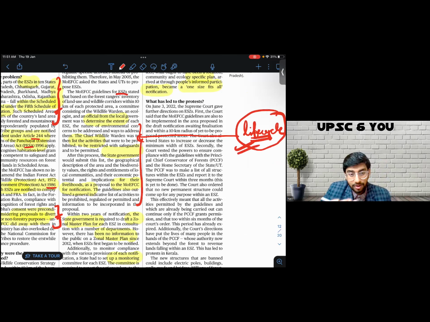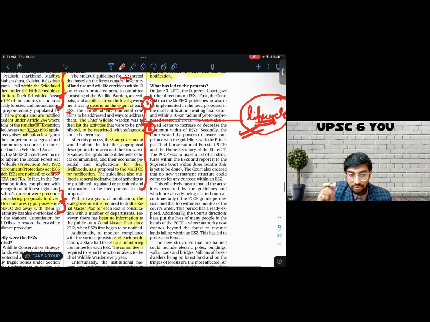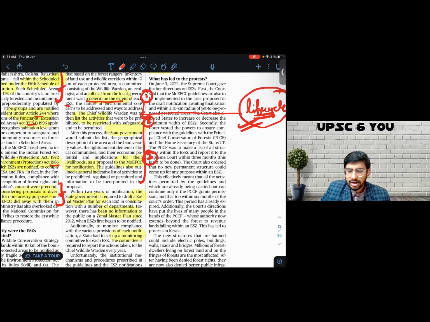So based on the life cycle framework, you can memorize how ESZs are notified. First, they nominate or make a committee which determines the extent of each ESZ. So this is step number one, determining the extent. Then they list the activities to be restricted or permitted with certain safeguards, step number two. Then the state government sends the notification to the Ministry of Environment, Forest and Climate Change, step number 3. The basic life cycle: a committee will be constituted to determine the extent. Then the list of activities will be decided that are regulated, restricted, or permitted with certain safeguards. Number 3, the state government will send a notification to the Ministry of Environment, Forest and Climate Change.